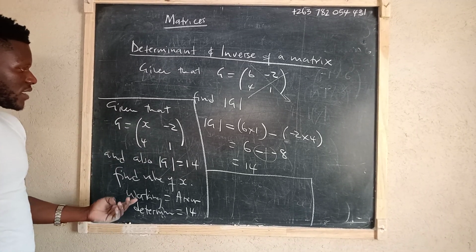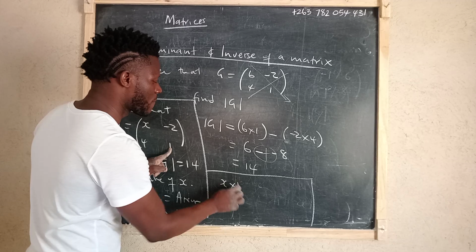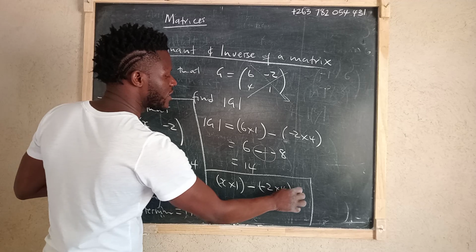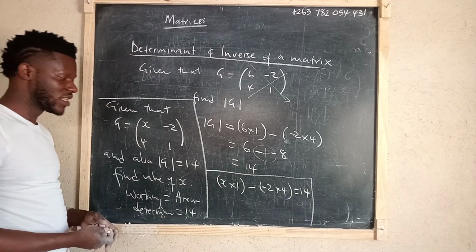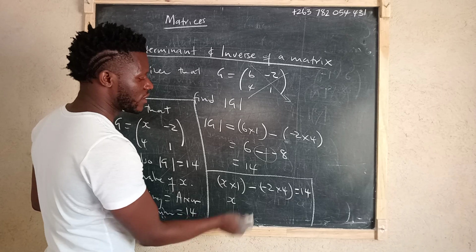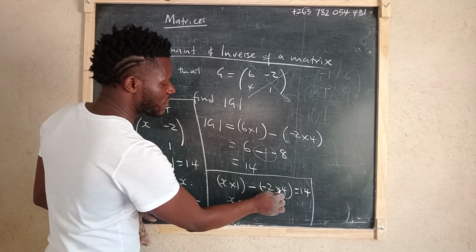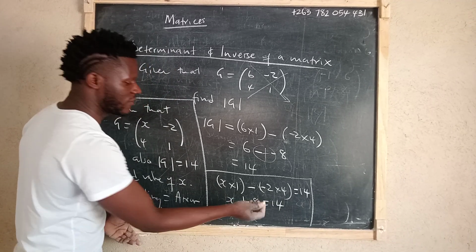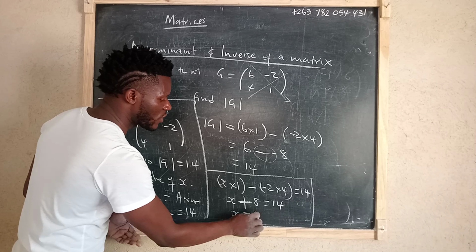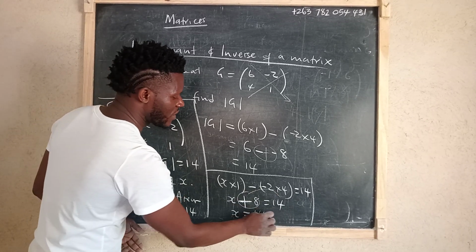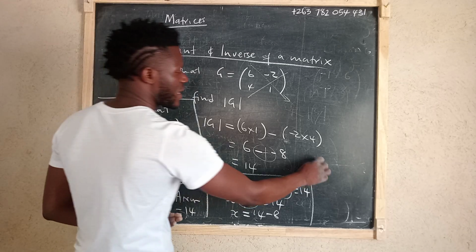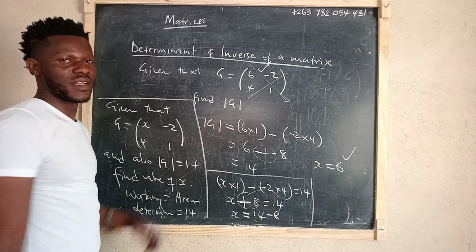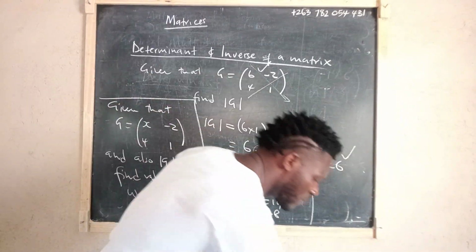So let's work out the determinant. X times 1 subtracting minus 2 times 4. The answer should be 14. We formulated an equation. Then we solve. X times 1 plus X, minus 2 times 4, we get minus 8, is 14. So this is now positive. By grouping method, X equals to 14. This positive 8 will move and become negative 8. And finally, X is 14 minus 8, we get 6. Again, we bring back the number. So that's the determinant of a matrix.